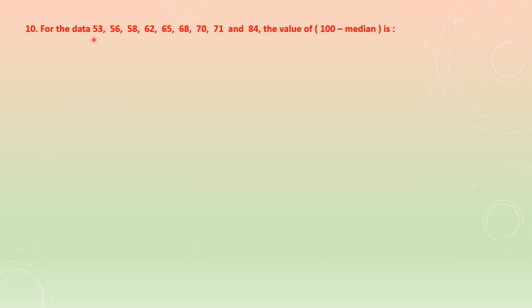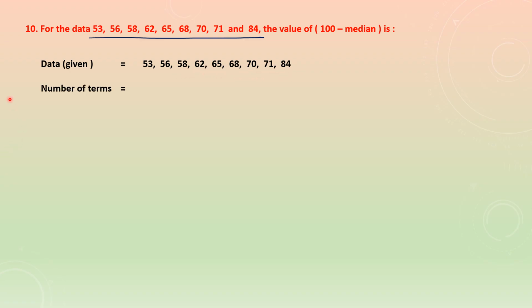Question 10. For the given data, starting from 53 up to 84, the value of 100 minus median is what we need to find out. So first we have to find the median of this data and subtract it from 100. So let's begin. The data given to us is this. Whenever you find the median, you arrange the given data in ascending or descending order. Now this is already arranged in ascending order, so you don't have to make any change.